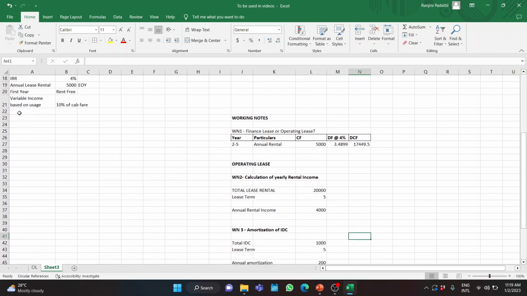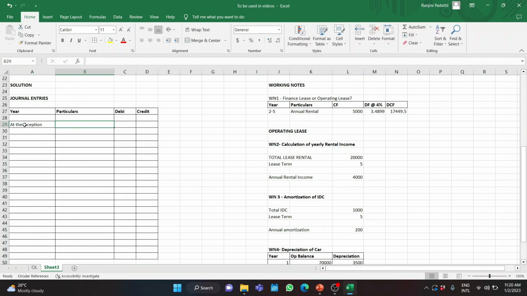Now let's go to the solution, which is journal entries. First, at the inception, we incur initial direct cost. Account debit 1,000, to bank. This is to be added to the carrying amount of the car. So car account debit. At the end of first year, we first recognize the lease rental income. Have we received the lease rental income? No. Lease rent receivable account debit 4,000 to lease rental 4,000.